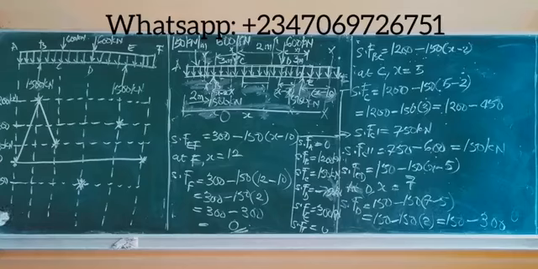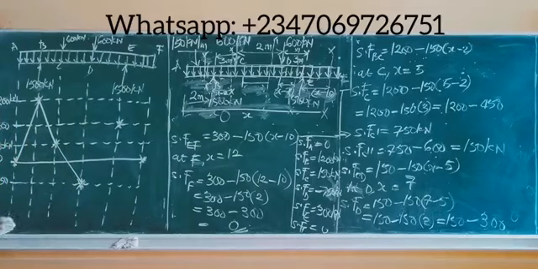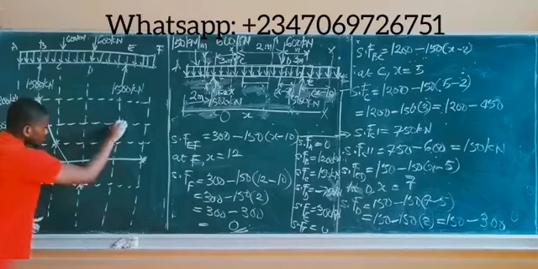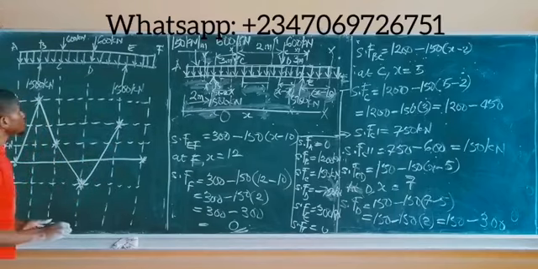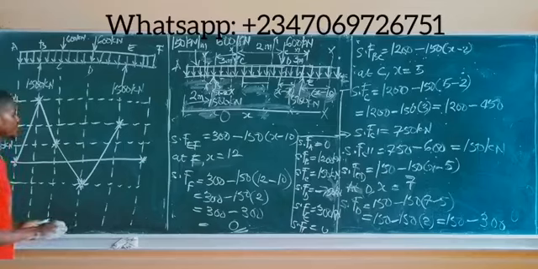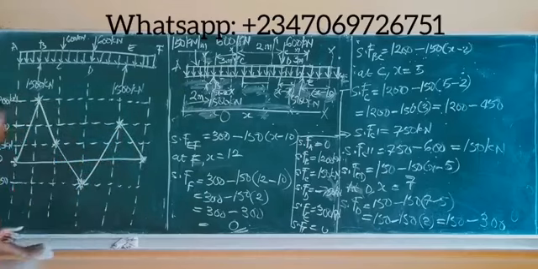Also, between C and D, you also have a UDL. So you connect with a slant line. Shear force diagram for UDL, you have this. Between D and E, you also have a UDL, so connect with a slant line, connecting D and E. Also, between E and F is a UDL, so you connect with the slant line. So this gives you the shear force diagram.